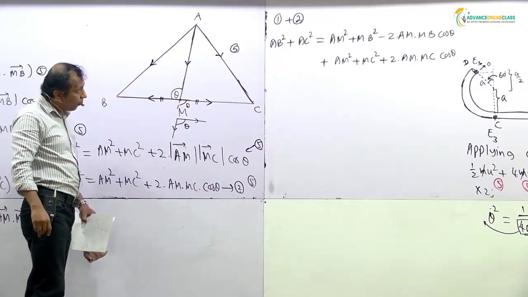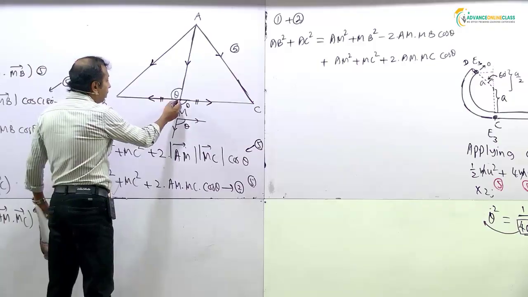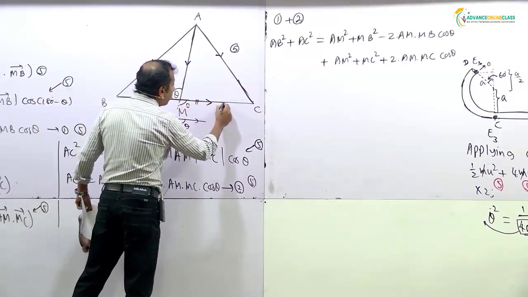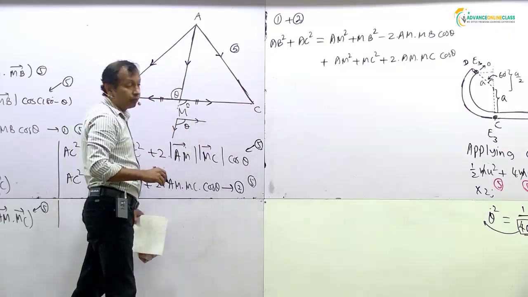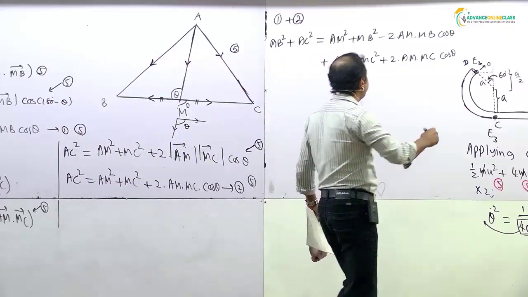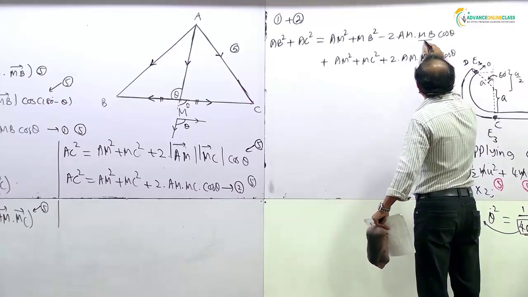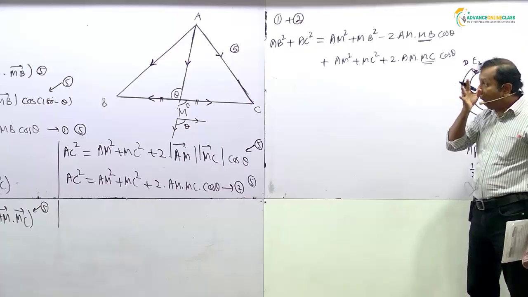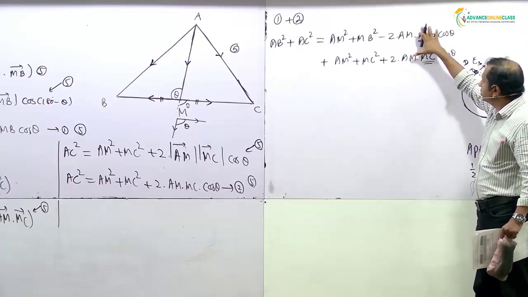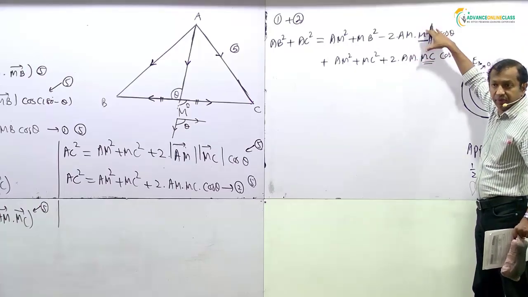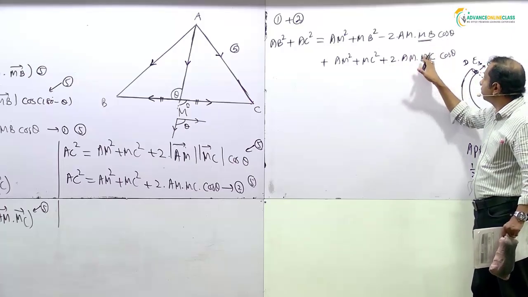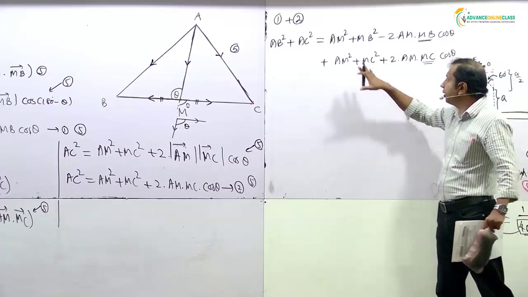Here is MB and this MC, and they are equal because M is the midpoint, no? MB and MC equal means here this MB and this MC are equal. Then what happens? These two terms will cancel. Here minus, this is plus, cos theta, these two equal, no? These two will cancel. Then what do you get?